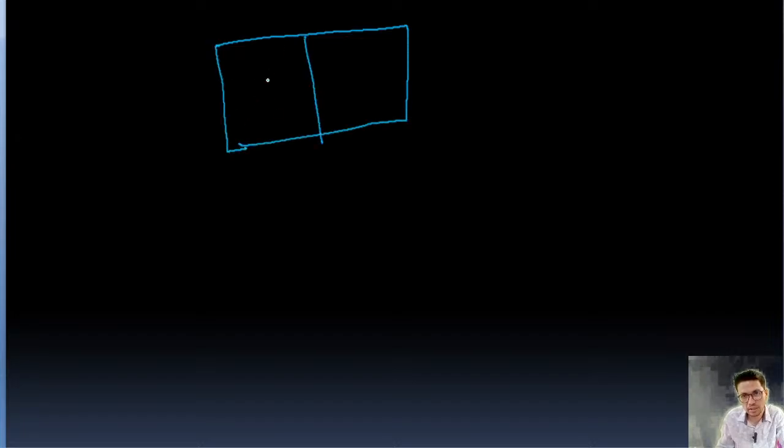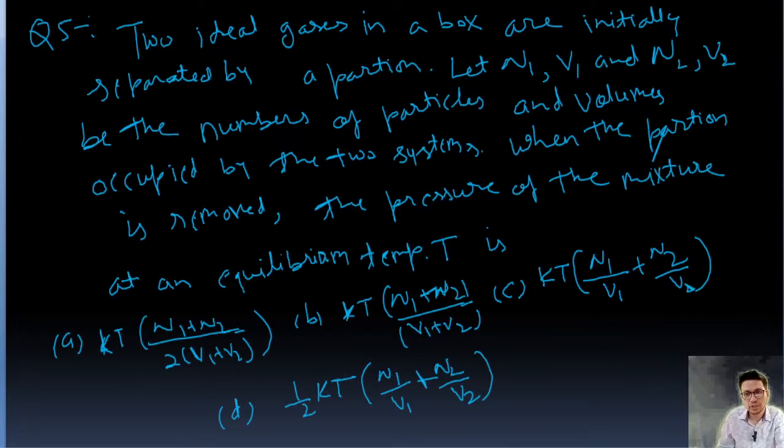So we have been given this condition, guys. This is the box, and there are two gases, 1 and 2. N1, V1 is given, the number of particles, and N2, V2 is given. Let this be P1 as well, P2. Now we have removed this partition, and the gases will mix with each other, right? At equilibrium temperature T we need to find out the final pressure. So we have to find the pressure of the mixture at equilibrium.